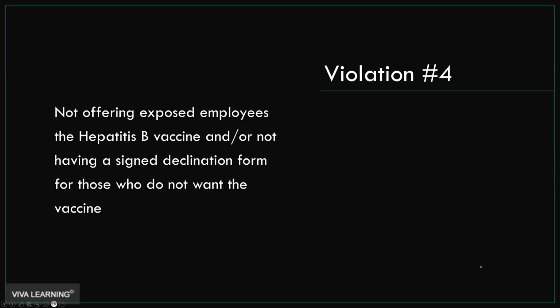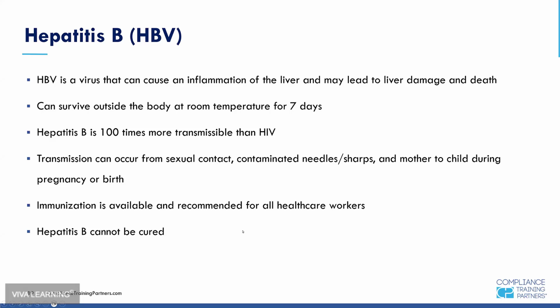Now here's another one we see. Not offering employees hepatitis B vaccine, or even more often, not having them sign a declination form for those that don't want it. Because I think you would agree, since the hepatitis B immunization has been offered as part of the childhood immunization series, since probably the mid-90s, most people have had it. Not everybody. We can't assume that everybody has it. So the problem comes if you don't have record that they've had it, or you don't have record that they don't want it.